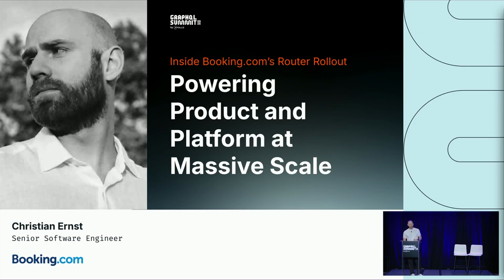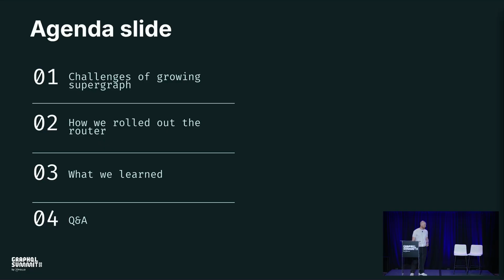I'm super excited to be here and talk about Booking.com's journey in migrating to the Rust router from our Node.js Federation version, and how we did it safely, effectively, and how it helped power up our product teams with new features and capabilities. All right, to get started, what am I going to talk about today?